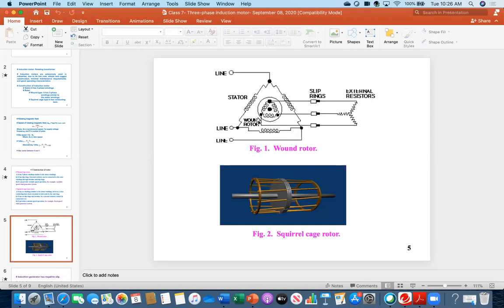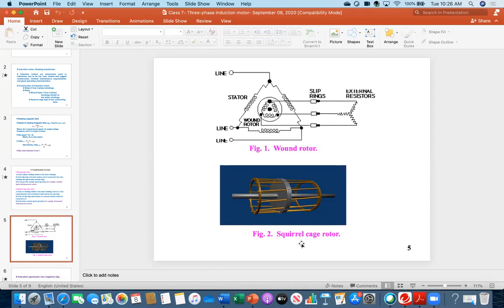It is called the wound rotor because there are coils. And then it is also delta, and there are three terminals. Outside the three terminals, there are three sets of external resistors, connected with the help of slip rings and brushes.